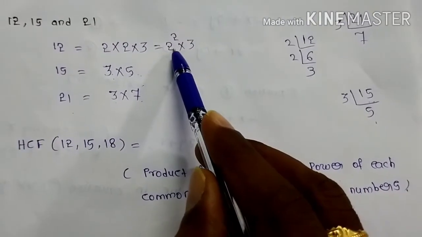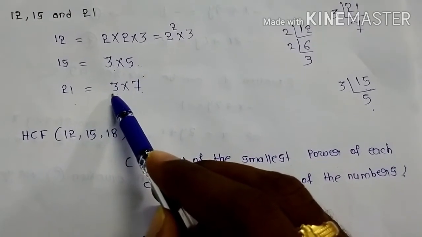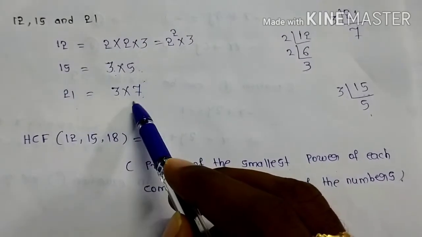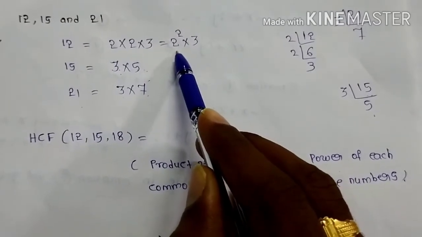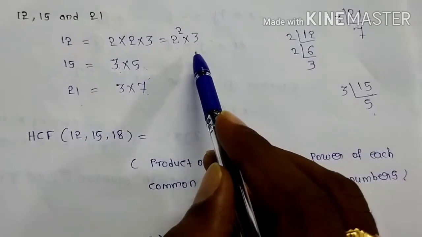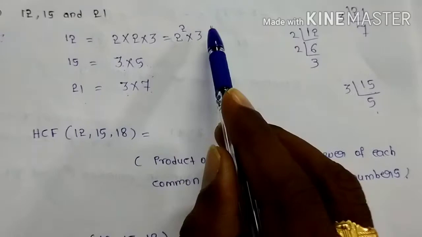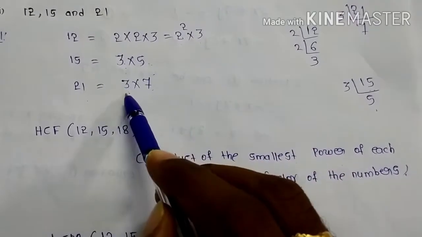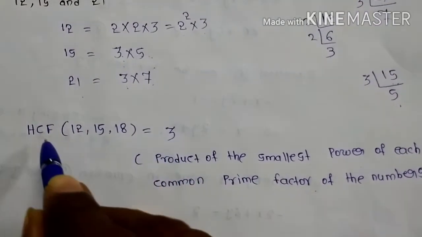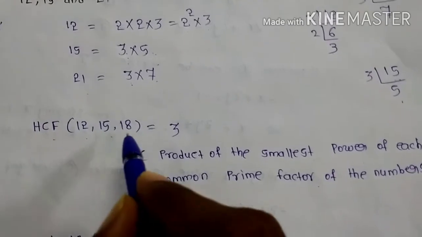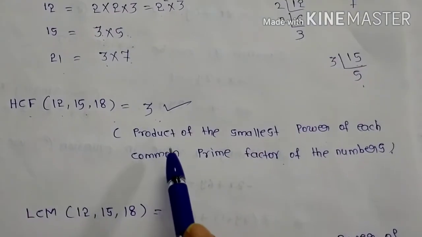In this one, 2 is a prime factor, but is it available in 15 and 21? It's not available, so 2 is not a common prime factor. Don't consider 2. Next, 3 is available here, 3 also available here, 3 also available. Now check the power of 3: 1 only here, also 1, also 1. That means you consider only 3. The HCF of 12, 15, 21 is only 3.